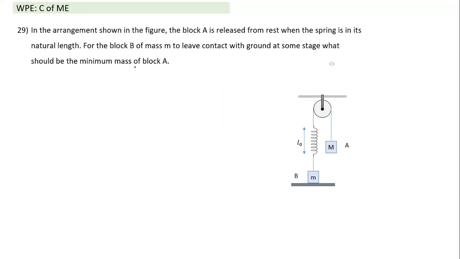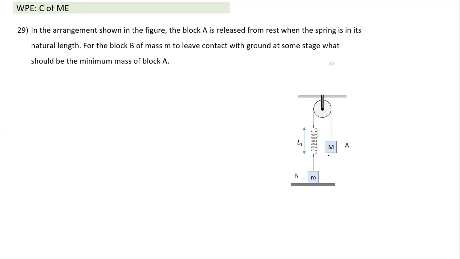See, in this arrangement shown in the figure, block A is released from rest. This is block A. Two blocks are connected here. And the spring is in its natural length. So it is released from rest when the spring is in natural length. The question is, for the block B of mass m to leave contact with the ground, what has to be the minimum mass of A?